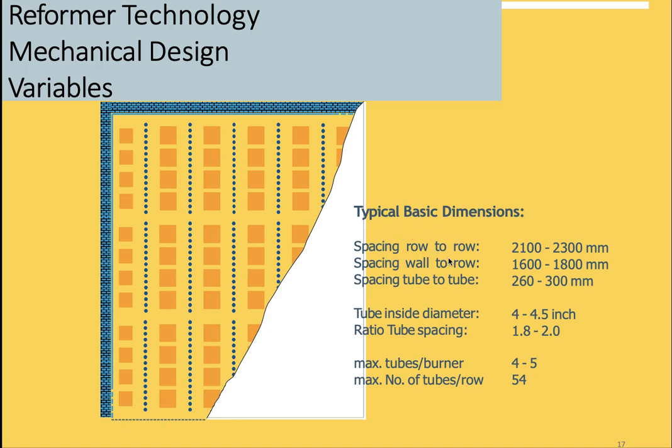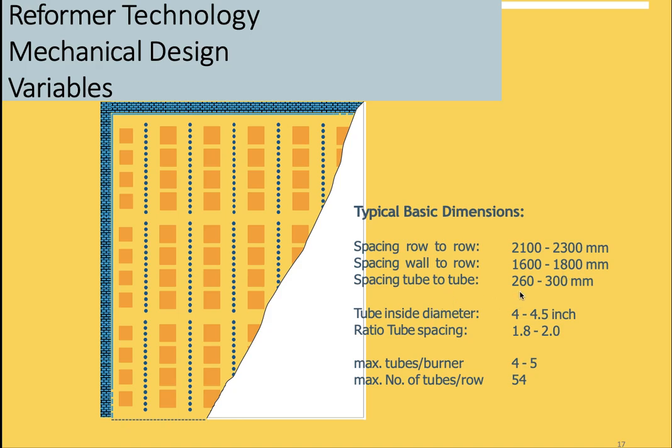Okay, the spacing row to row is 2.1 to 2.3 meters, and the spacing wall to row, okay, this can be 1.6 to 1.8 meters. This is a general concept. Okay, I want to emphasize on this.